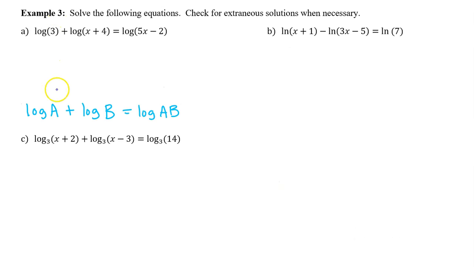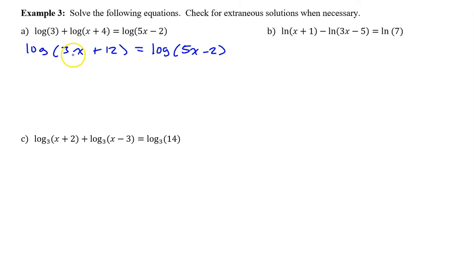Example 3, part A. We have learned that the sum of 2 logs can be written as the single log of a product. So the log of 3 plus the log of x plus 4 can be written as the single log of 3 times x plus 4. Let us go ahead and distribute this. 3 times x plus 4 is 3x plus 12. The part on the inside of the function is called the argument. When you have a log equal to another log, the argument must equal the other argument.